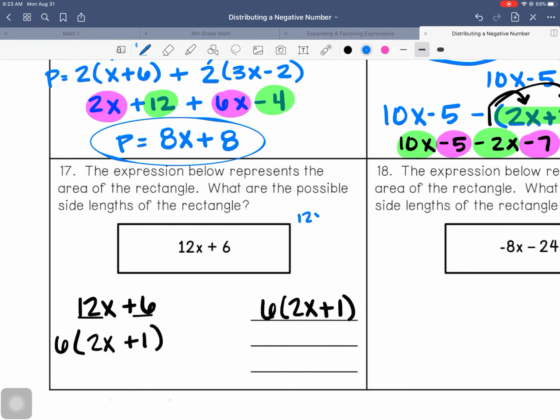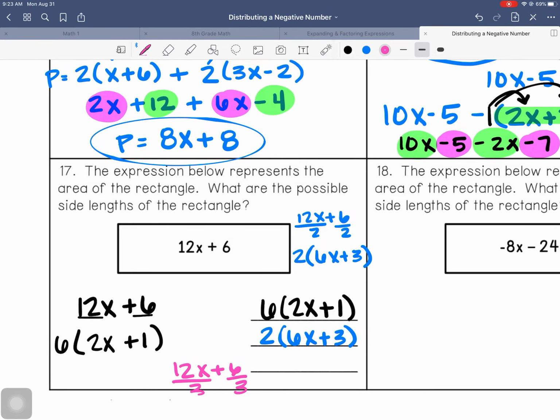I could also divide both of these by 2. If I do that, I'm left with 2 times 6x plus 3. So that would be another expression. All right, and one more. I could also divide them both by 3.